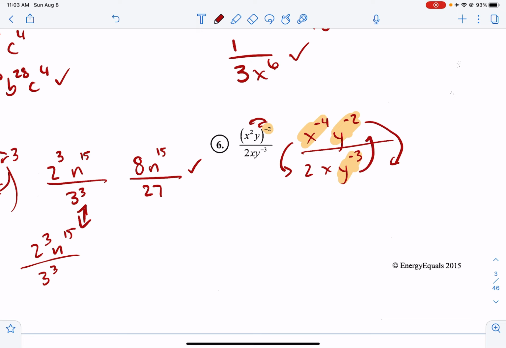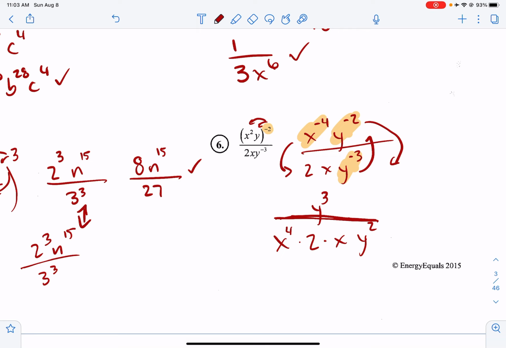Notice that negative 3 on bottom is only connected to the y. So on top, all I've got is y to the third because I moved it up. The x to the negative 4 moved down. So now I have an x to the positive 4, and I have a 2, and I have a normal x, and then I also moved that y to the negative 2 to the bottom, and it became y to the positive 2. So I should have made my fraction bar a lot bigger, right? So I've got a lot going on the bottom. Let's kind of clean it up a little bit.